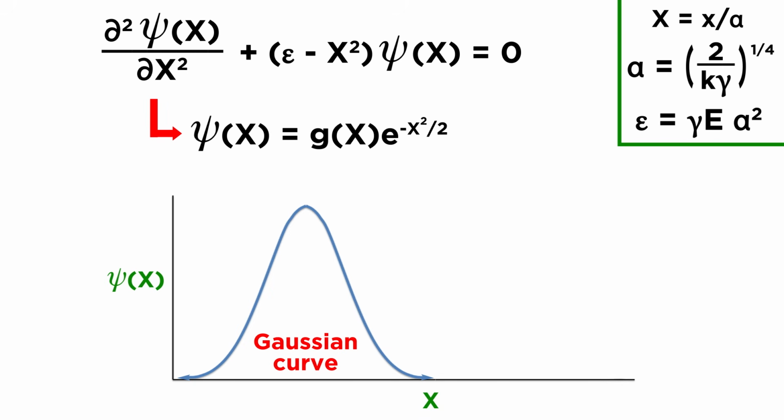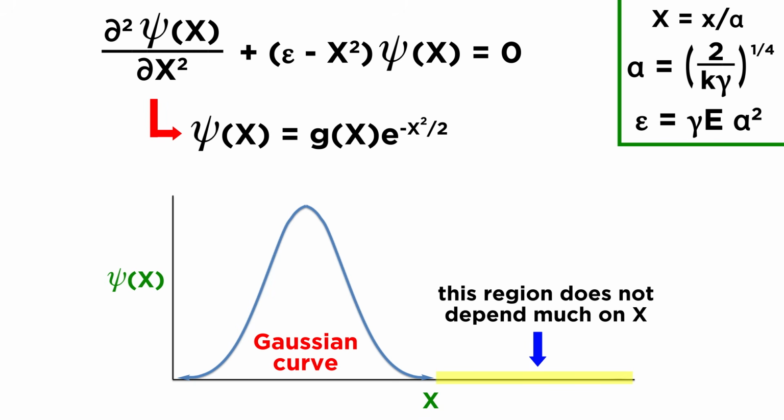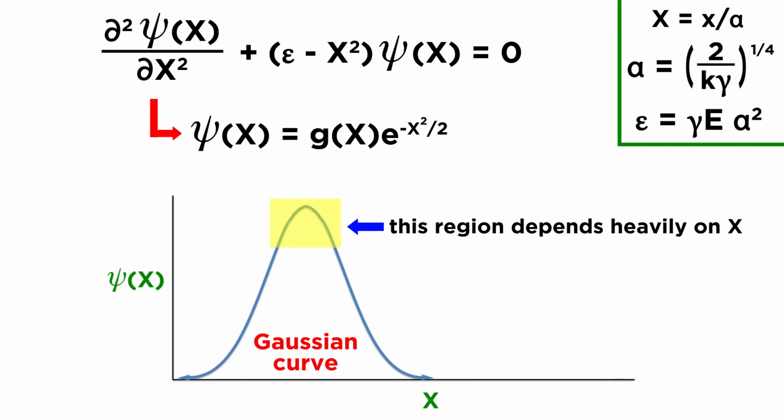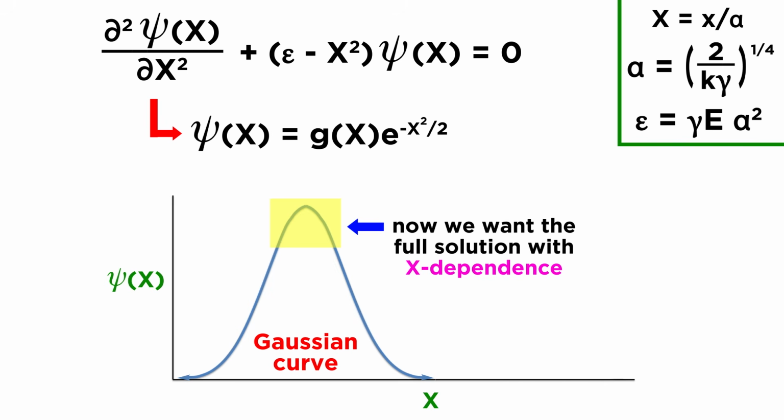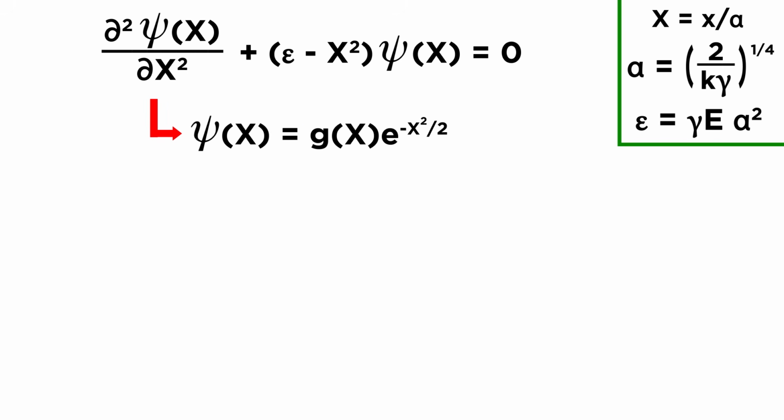Looking at this Gaussian curve, a reasonable representation of a wave function, it's as though we are initially solving for ψ(x) in a region where it does not depend very much on x. But in the center of the Gaussian, it does depend heavily on x, meaning that ψ changes a lot in this region as x changes. So we initially assumed we were solving in this limit of very large x, and thus found the exponential tail. But now we want the full solution, which entails x dependence. Now let's see how this solution works.